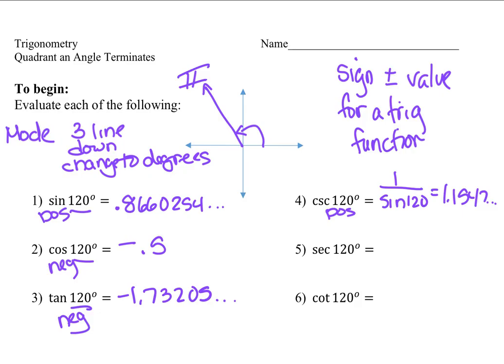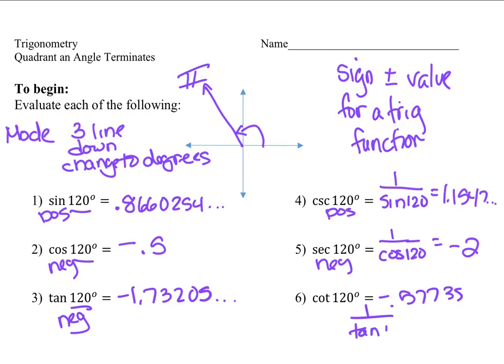At this moment, we don't really care about the actual value. What we care about is the sign. That's what we're focusing on today. We'll do the actual values at a later time. The secant of 120 is 1 over the cosine of 120, so that's just negative 2, and again, that's negative. Cotangent of 120 is negative 0.57735, which is 1 over the tangent of 120. That's how you plug it in.